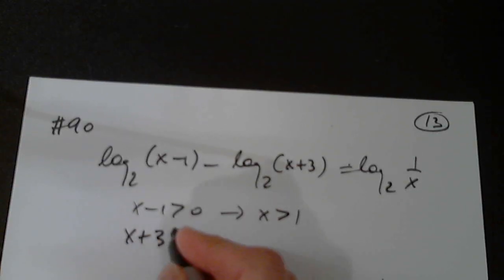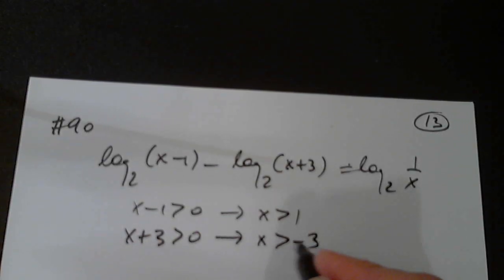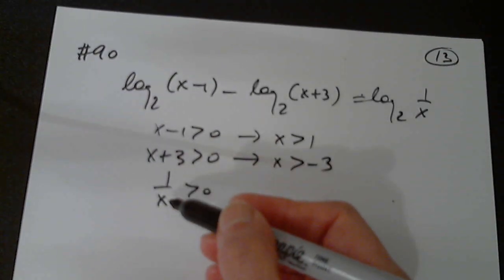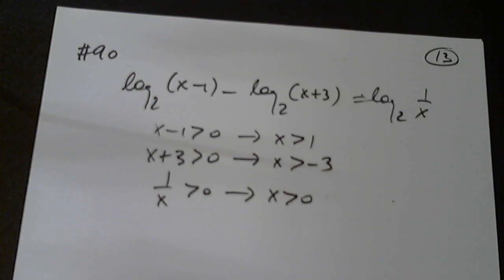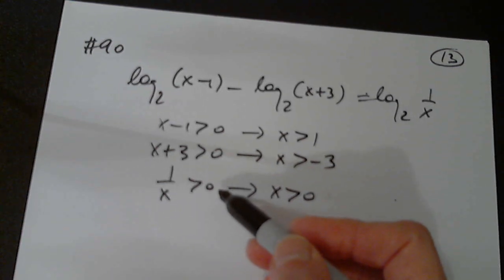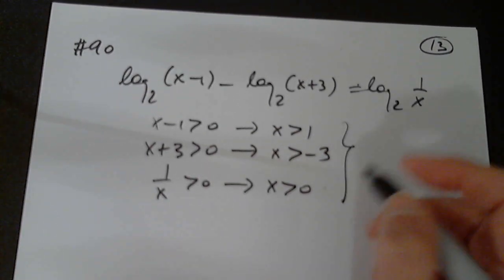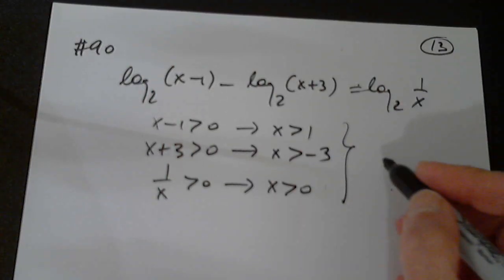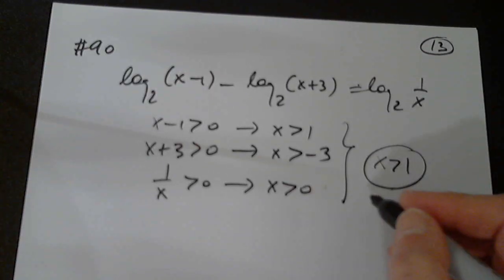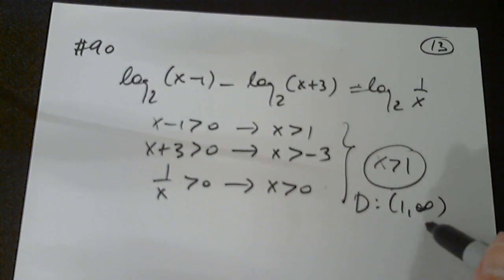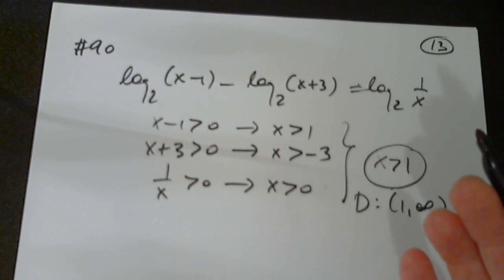x plus 3 has to be greater than 0, which means x greater than -3. 1 over x has to be greater than 0. A positive over positive, so x has to be greater than 0, because only if this is positive will positive over positive be greater than 0. So to the right of -3, to the right of 0, and to the right of 1. So the domain is 1 to infinity. If when I finish I don't get a number to the right of 1, the equation has no solutions. Now I'm ready to condense.